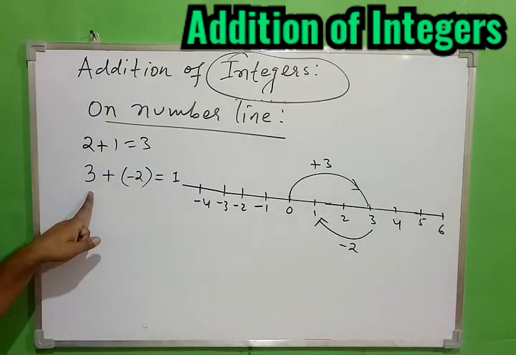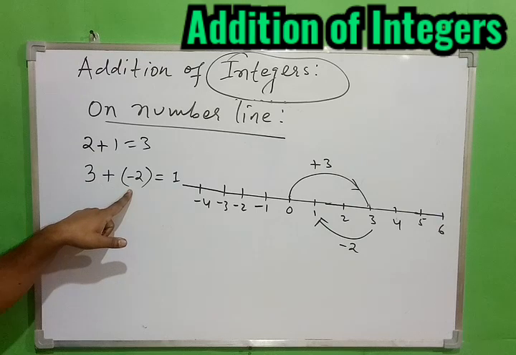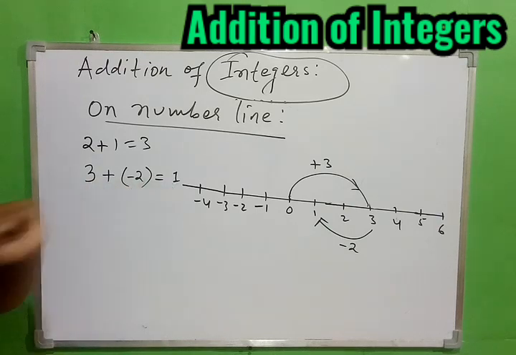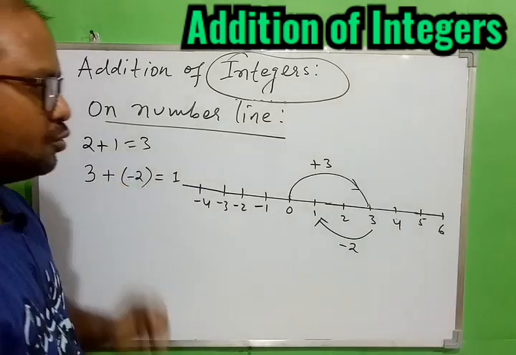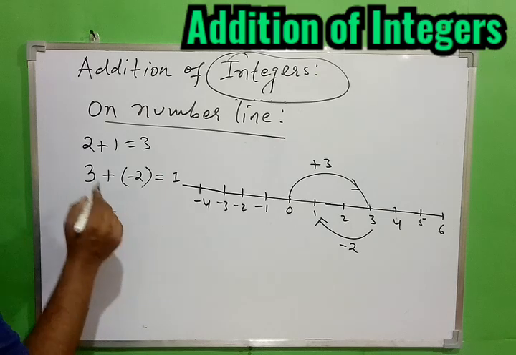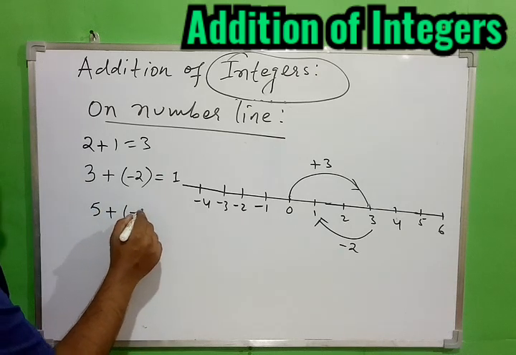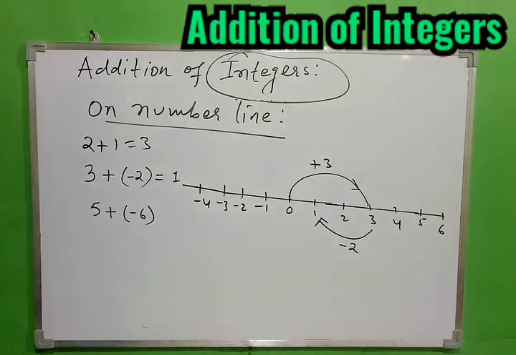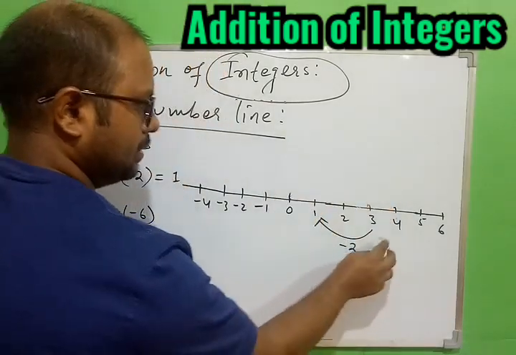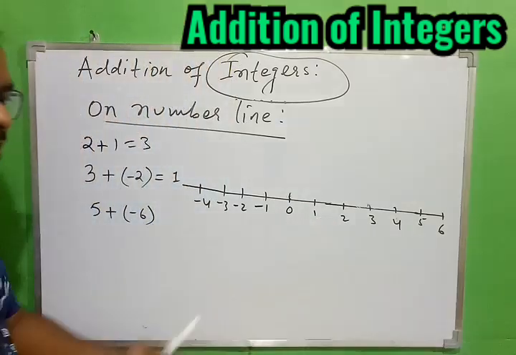And we understood also this rule, plus minus you always subtract, and in front of 3 we have a plus sign, so finally the answer is positive, no doubt. So I hope you understood this. Let's take 5 plus minus 6. Okay, let's understand this also on the number line. So always remember, negative means you have to come back.